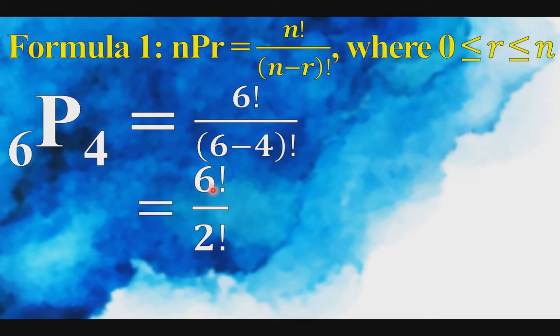So, kapag in-expand natin to, 6 times 5 times 4 times 3 times 2 factorial. 2 factorial, pwede natin i-cross out dahil common factor. So, matitira na lang is 6 times 5 times 4 times 3. And the product of those numbers is 360. So, again, the permutation of 6 objects taken 4 at a time is 360.